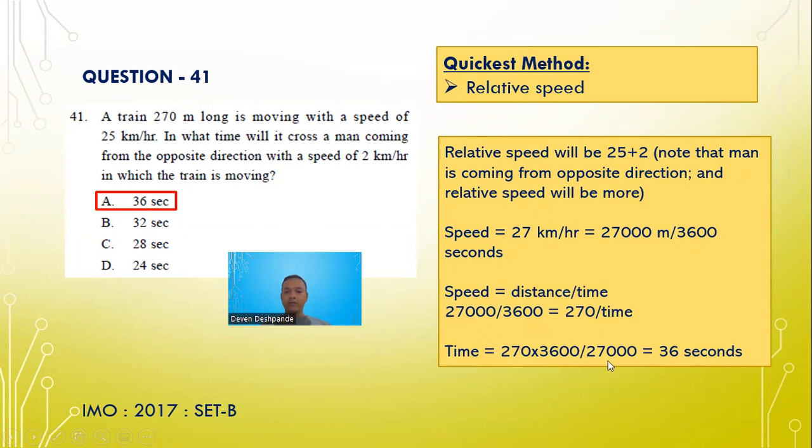27,000, when it goes there, it will be the denominator. And 3600, when it goes there, it will be the numerator. So 270 into 3600 upon 27,000. If you calculate this, the answer is 36 seconds. Because here 10, 10, 10, and 3 zeros on the top, 3 zeros at the bottom will get cancelled. 21 will get cancelled, 21 will get cancelled. What will remain is only 36.